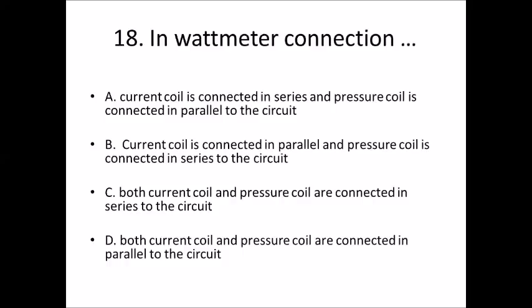18th bit. In wattmeter connection, option A, current coil is connected in series and pressure coil is connected in parallel to the circuit. Option B, current coil is connected in parallel and pressure coil is connected in series to the circuit. Option C, both current coil and pressure coil are connected in series to the circuit. Option D, both current coil and pressure coil are connected in parallel to the circuit. Answer guess cheyandi. Answer వచ్చేసి option A, current coil is connected in series and pressure coil is connected in parallel to the circuit.